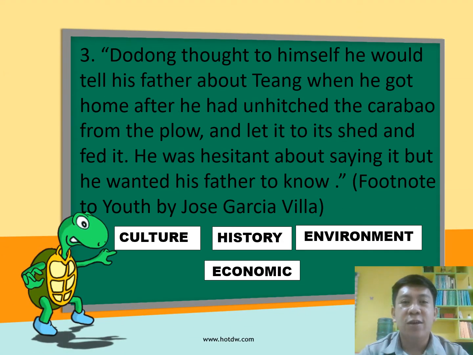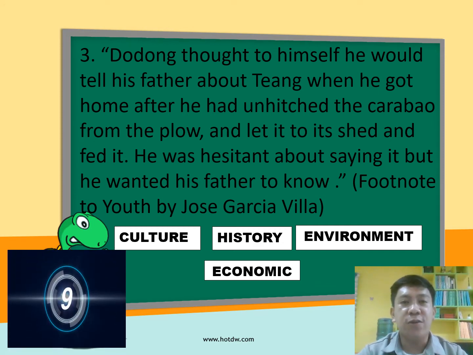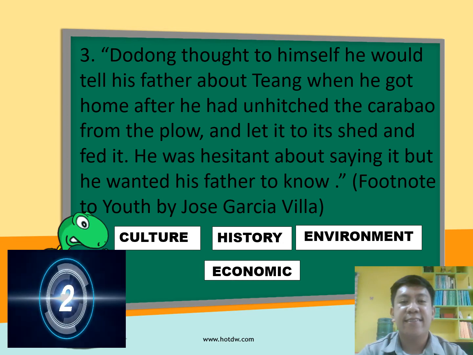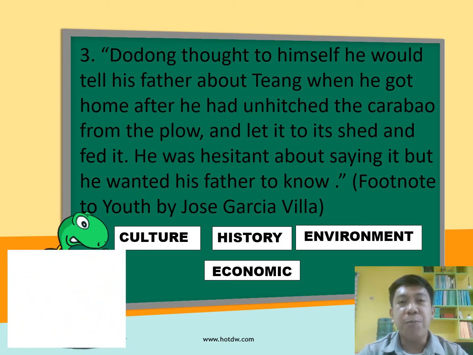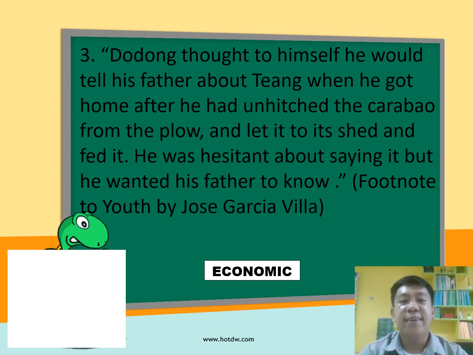Number 3. "Dodong thought to himself he would tell his father about Tia Young when he got home, after he had unhitched the carabao from the plow and led it to its shed and fed it. He was hesitant about saying it, but he wanted his father to know." This is from Footnote to Youth by Jose Garcia Villa. I will give you 10 seconds to answer. Time's up. The answer is economic.